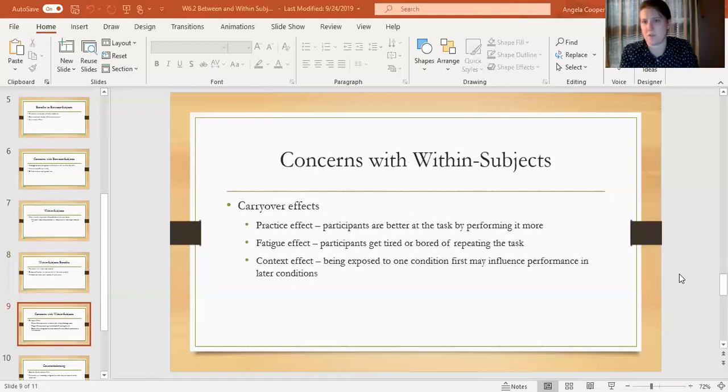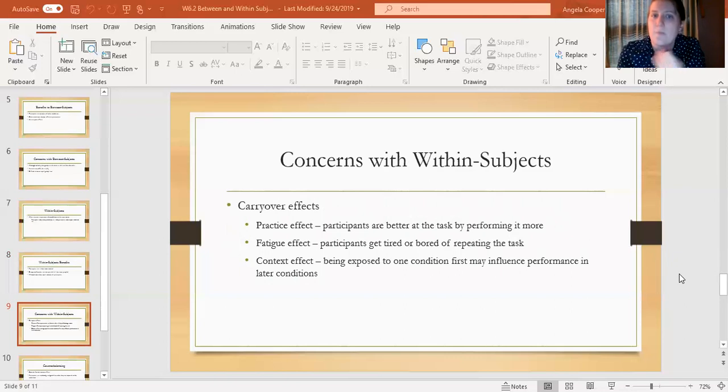So some concerns. I mentioned how between subjects design does not have carryover effects. Well, within subjects design does. So let me explain some carryover effects. There are 3 different types that we're going to get into. They all fall under the umbrella of a carryover effect.